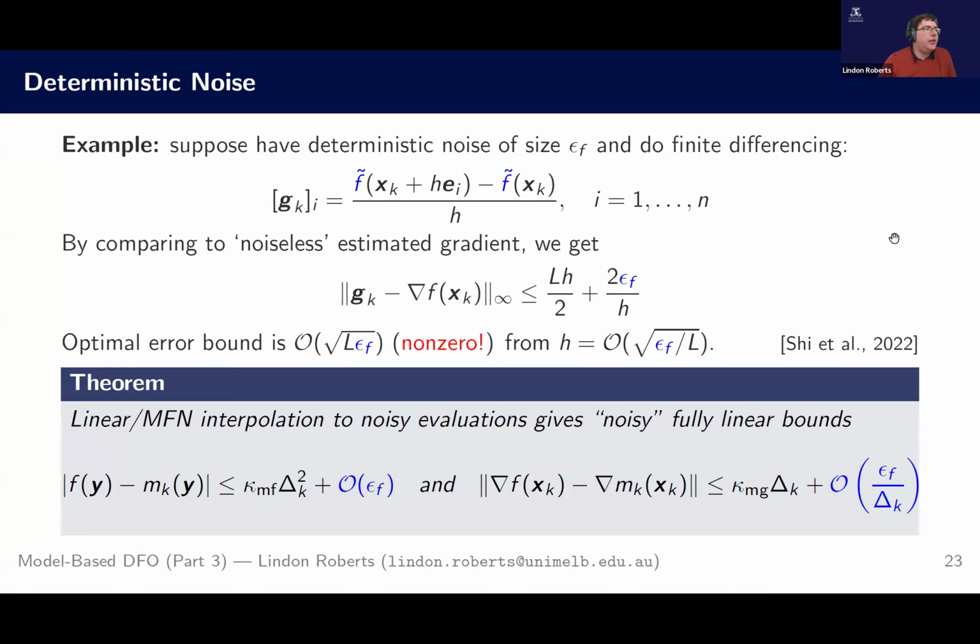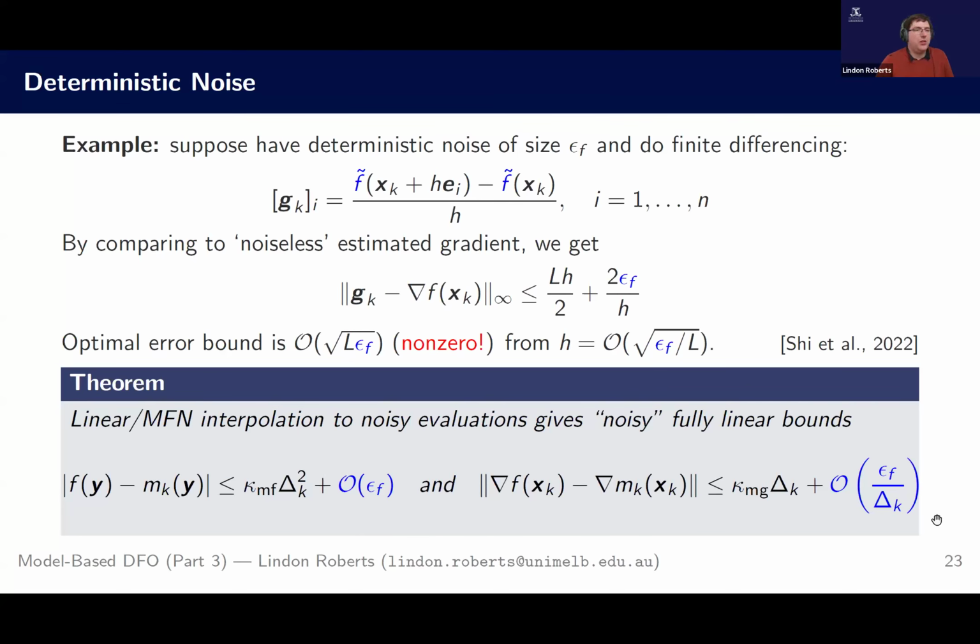However, if we follow the same logic, let's say we're going to do interpolation, so we're going to interpolate to noisy function values. The fully linear type of error bounds we get look very much like this finite differencing estimate. Instead of the errors in our model being of size delta squared, they're of size delta squared plus something proportional to the noise level, which kind of makes sense. So m_k here is constructed from noisy function values. And the error in the gradient looks a lot like the finite difference case. It's proportional to size delta, but there's a term that's of size epsilon divided by delta. So in fact, neither of these error bounds can be decreased all the way to zero.